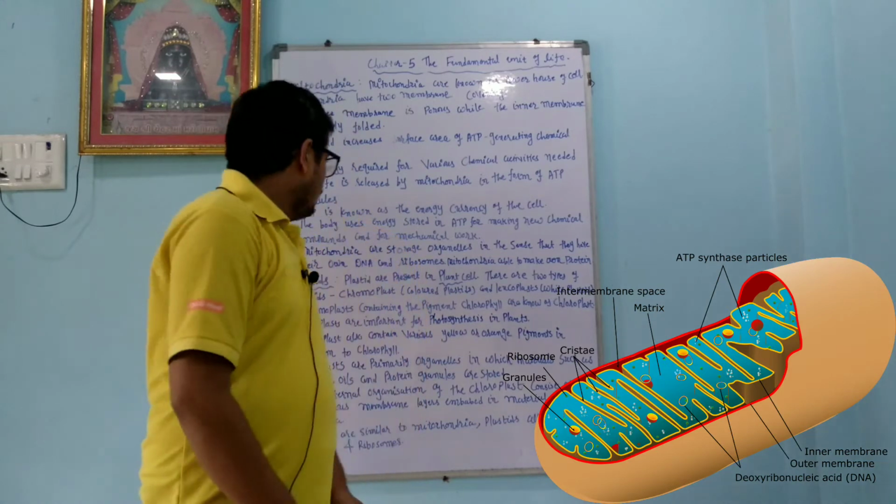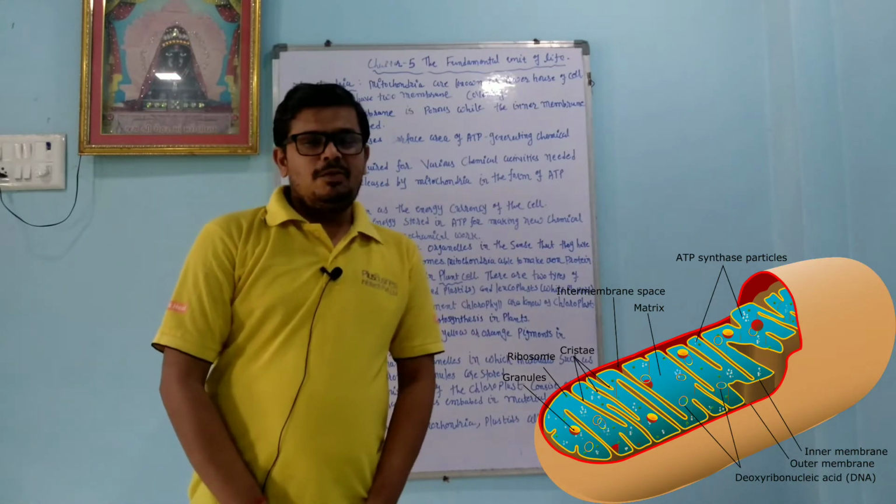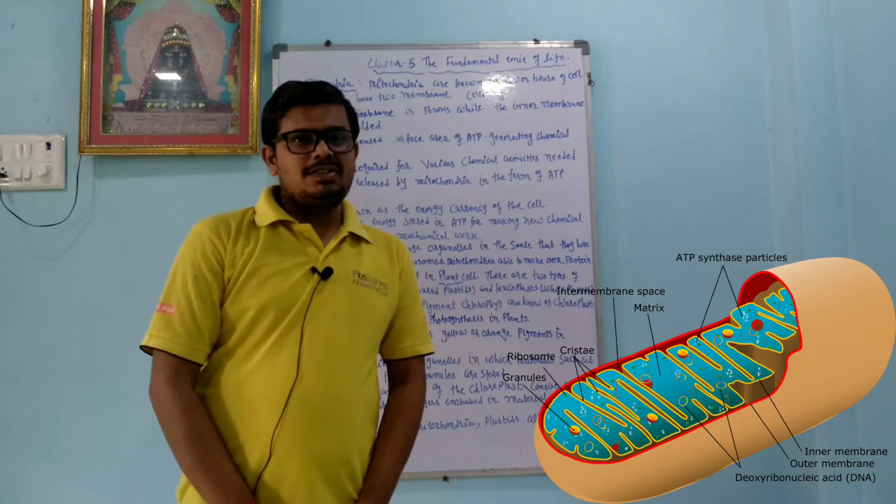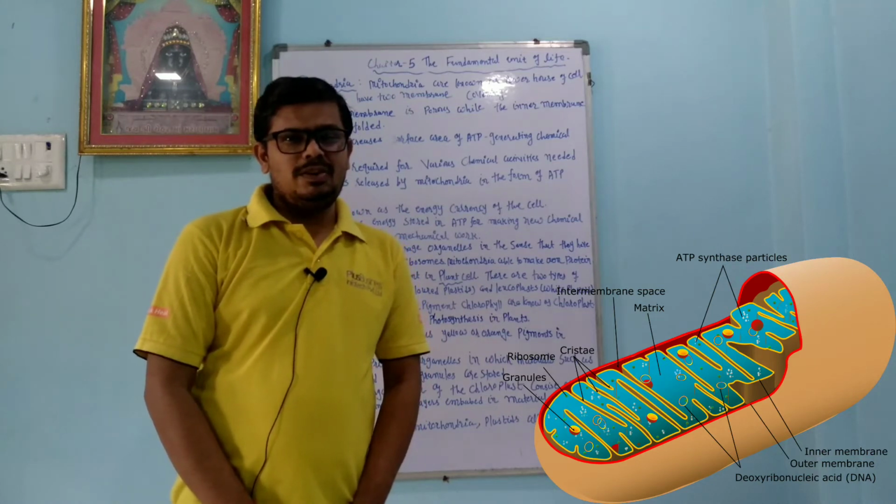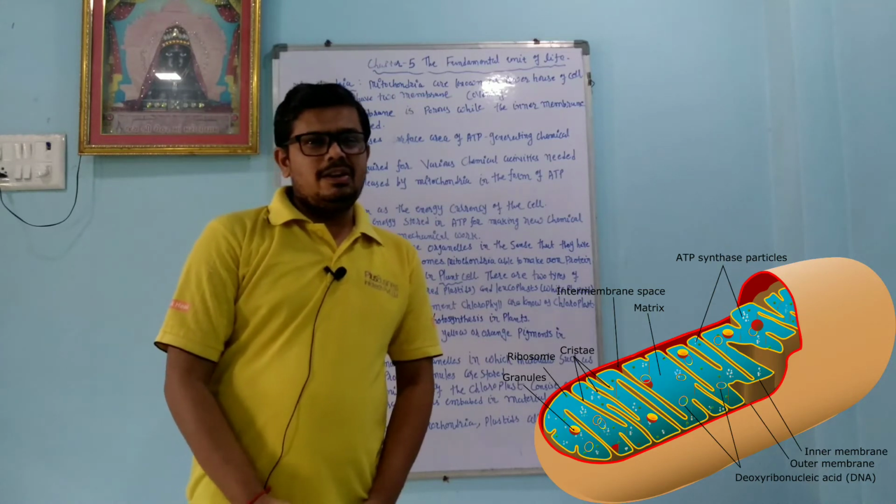After mitochondria, we will learn about the plastid. We find so many colorful plants and flowers, and that is because of plastids. So that also we will learn in detail.